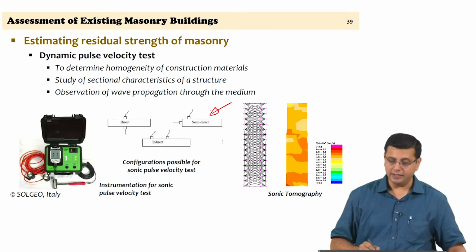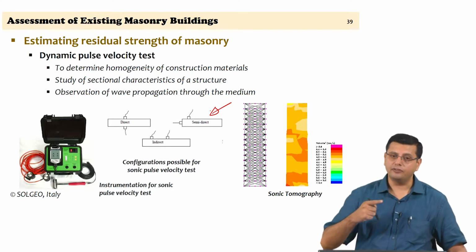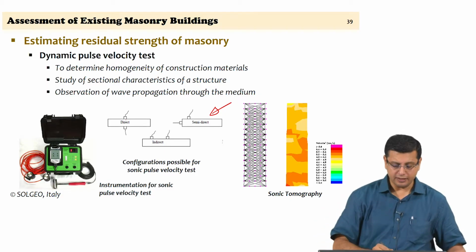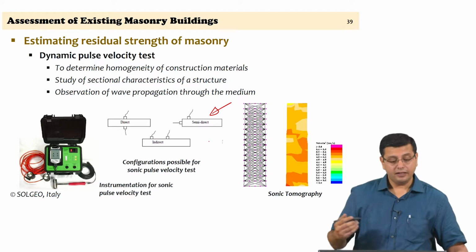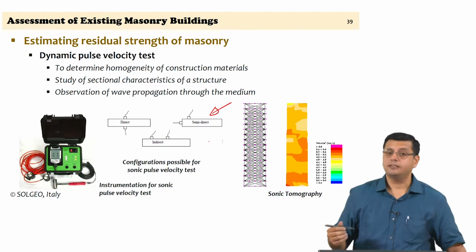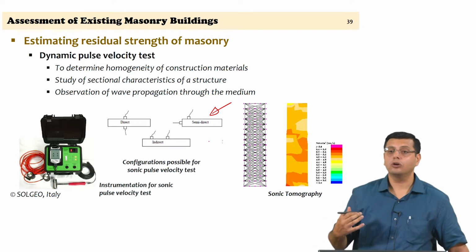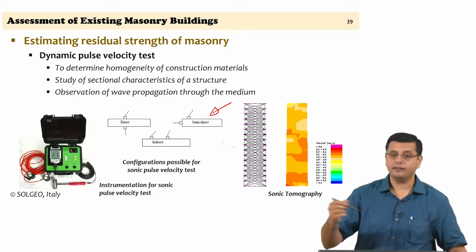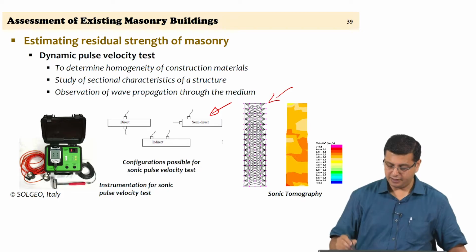However, in all these you are actually looking at wave travel from the transmitter to the receiver, a single array going from the transmitter to the receiver. You can use dynamic pulse velocity tests in a more efficient but more cumbersome manner, where you can create an array, as you see in this test here.